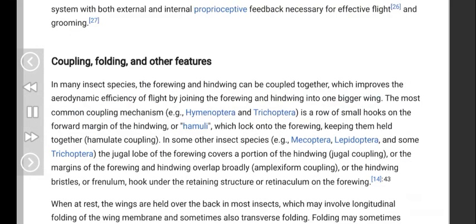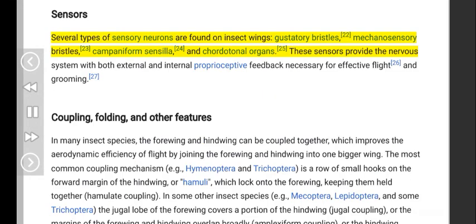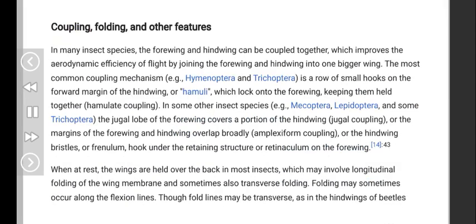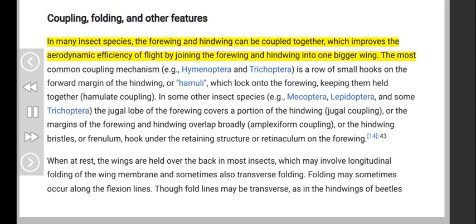Sensors. Several types of sensory neurons are found on insect wings: gustatory bristles, mechanosensory bristles, campaniform sensilla, and chordotonal organs. These sensors provide the nervous system with both external and internal proprioceptive feedback necessary for effective flight and grooming.